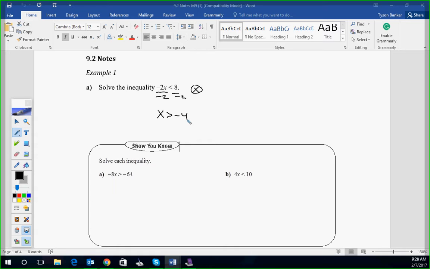Just in review, if you're doing the number line, open dot, greater than. Open dot because it's just greater than, not equal to. Solid dot if it's equal to. So it'd be that.